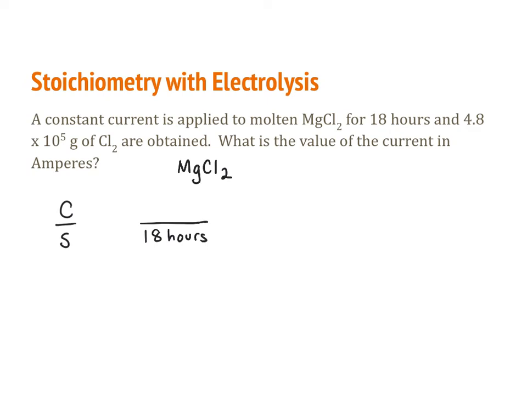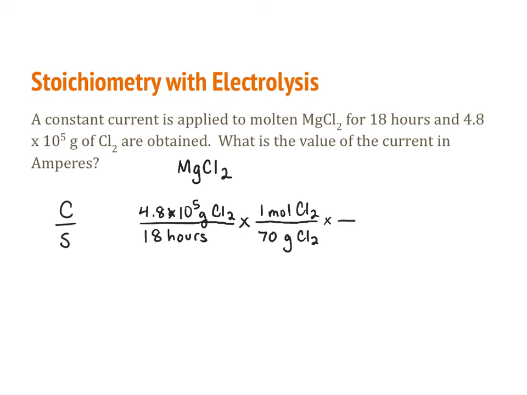And we need a ratio for our answer. So we need something we can convert to coulombs in the top. And we have 4.8 times 10 to the 5th grams of Cl2 in the top. We're going to be able to go from grams to moles, and once we know moles, we can get moles of electrons, and moles of electrons will allow us to relate to coulombs. So that's exactly what I'm going to do. I'm going to do the grams part of the problem first. There are 70 grams of chlorine in 1 mole of Cl2.